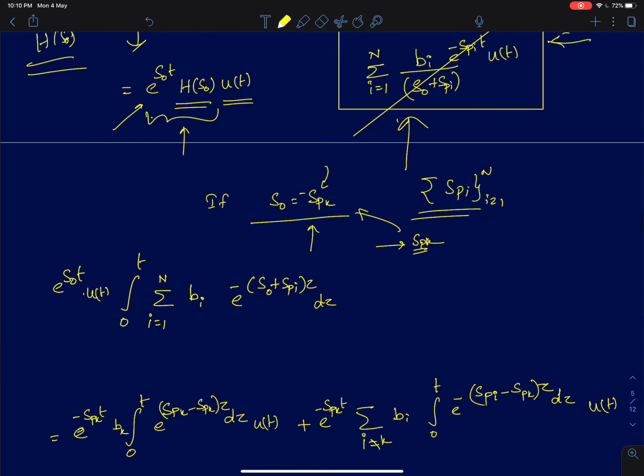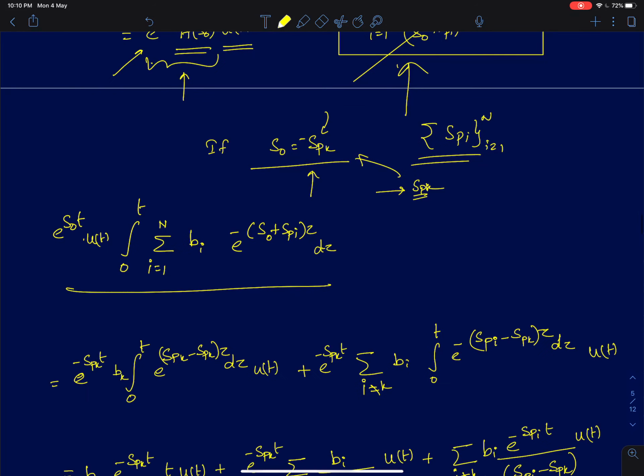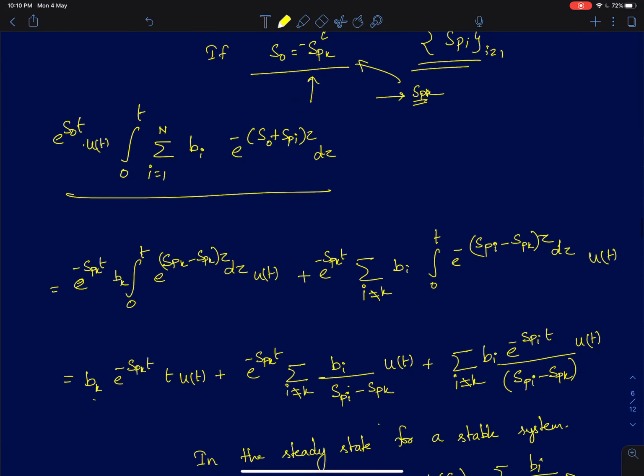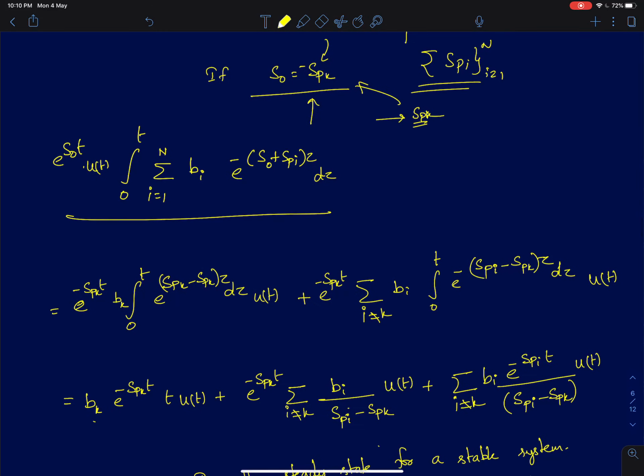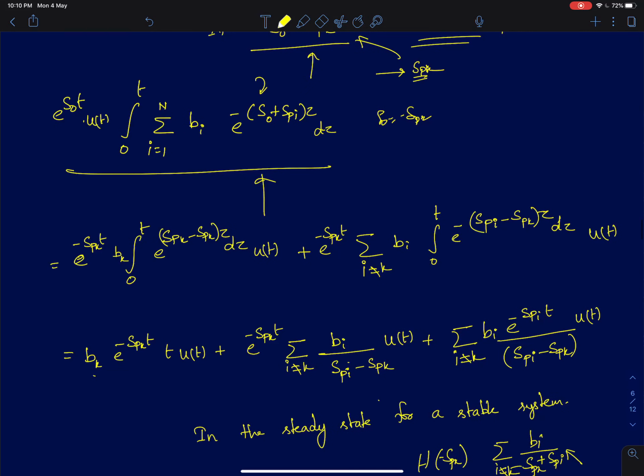Now you'll have to substitute this in this equation. Again, I'll quote the final result, what exactly we get, and then we'll try to interpret it. Again, it's very, very simple algebra that you'll have to go through. You can just substitute this in the integral here, substituting s naught as minus s_pk, and you can derive the expression. I'll finally talk about the final result.